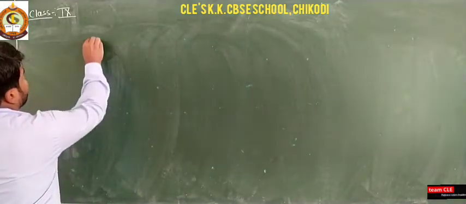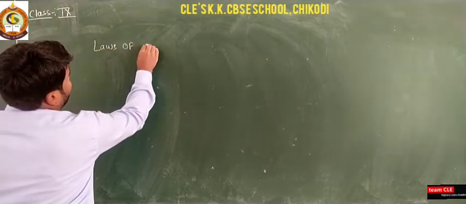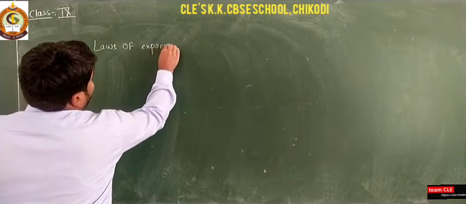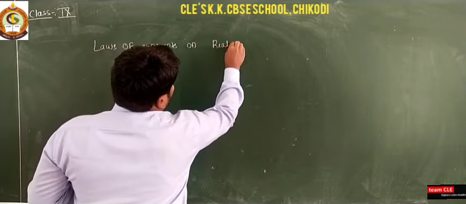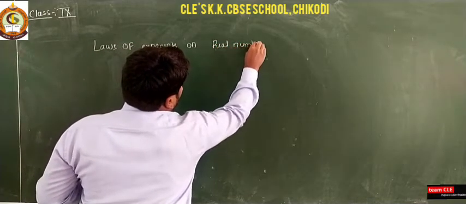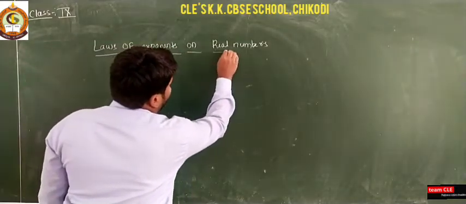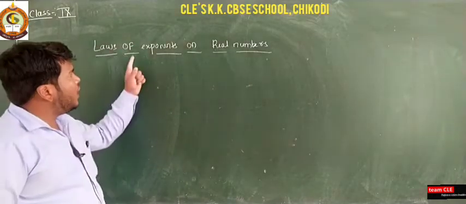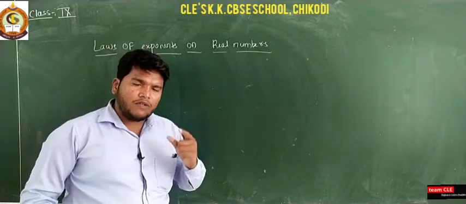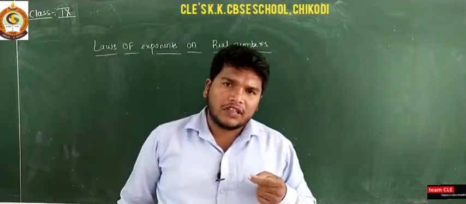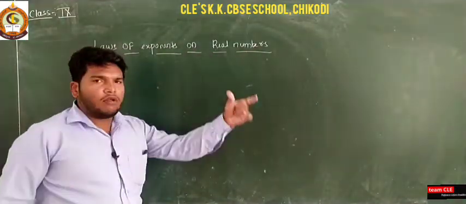Next one, that is laws of exponents on real numbers. This is the last concept of your topic of number system. You have studied exponents in your previous classes, and once again you are going to learn exponents in the 9th standard, with a new concept, that is laws of exponents on real numbers.